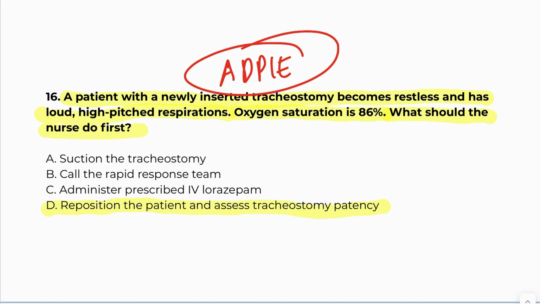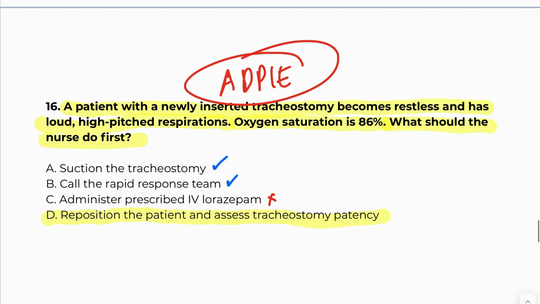You have to assess whether the tracheostomy is patent or not. And then that's the time you do a couple of things, right? After you assess, the next thing you do is suction the tracheostomy, if you find that there are secretions in there. If you feel like it dislodged and you don't know how to put it back, then you call for help, right? This one would not be a good answer. The patient is already restless and depending on a tracheostomy to breathe, you don't want to knock their respiration at this stage. So letter D is the correct answer.